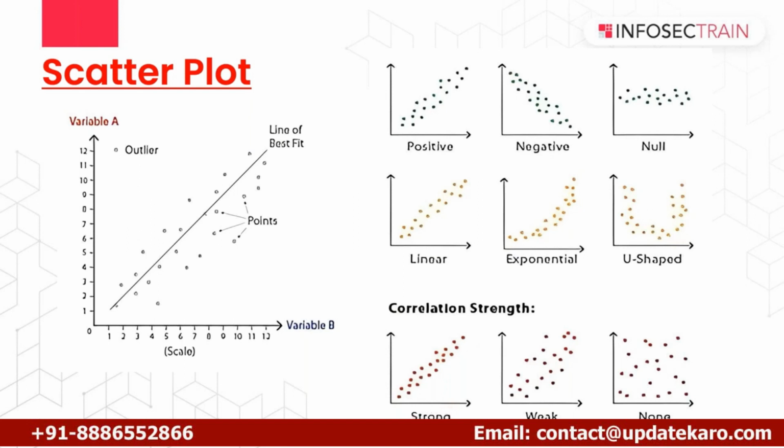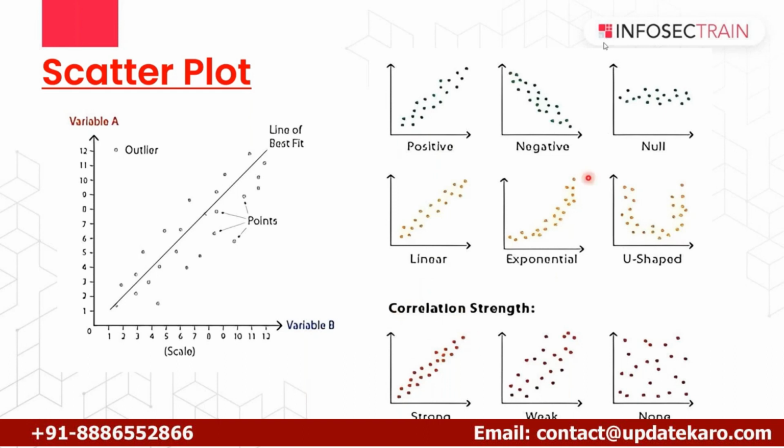When you say strong positive correlation, your data shows a linear pattern, also an upward pattern, going in an upward direction. So that is nothing but the strong positive correlation, right?